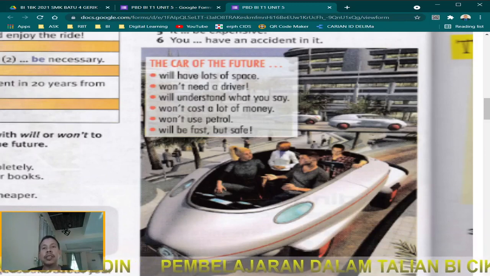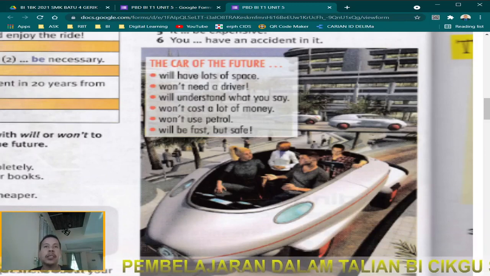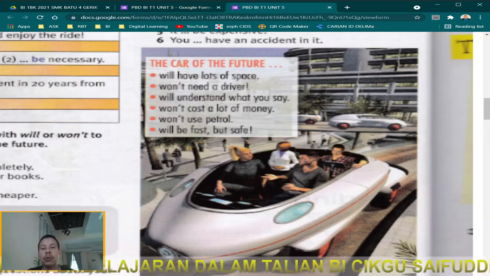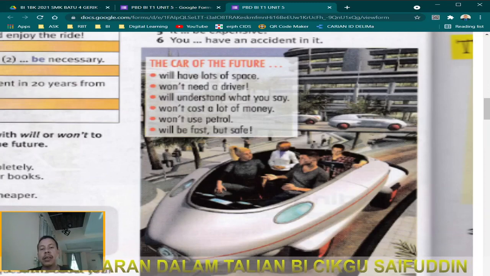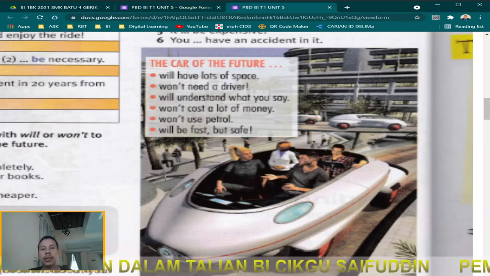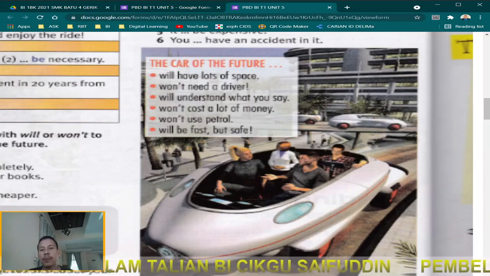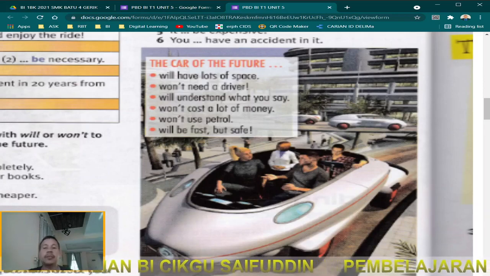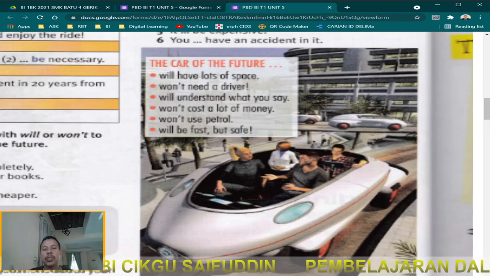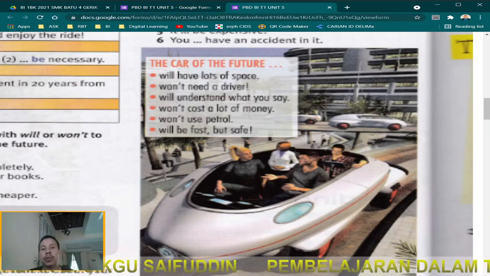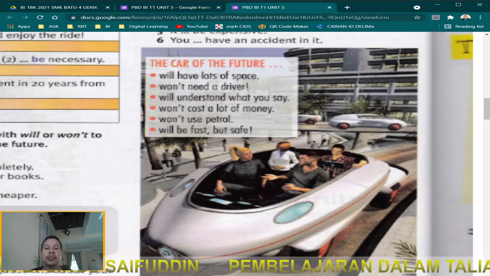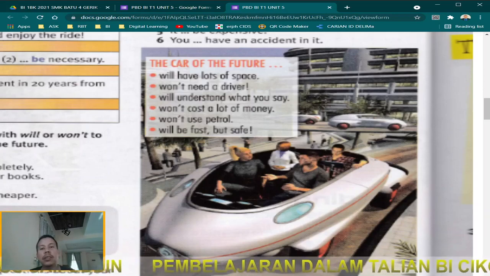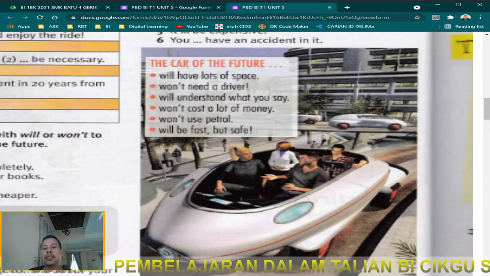Will understand what you say. Sekarang kereta pun dah ada yang faham apa yang kita sebutkan. Contohnya X50, Proton X50 pun sudah faham apa arahan yang kita berikan dalam bahasa Malaysia. Okay, won't cost a lot of money. Okay, at this time, all of these technologies are still very expensive. But in the future, maybe the cost can be reduced. Boleh dikurangkan. Okay, dari semasa ke semasa. Macam dululah, handphone pada ketika dulu sangat-sangat mahal. Sekarang, handphone celah-celah gigi kita sahaja untuk beli.